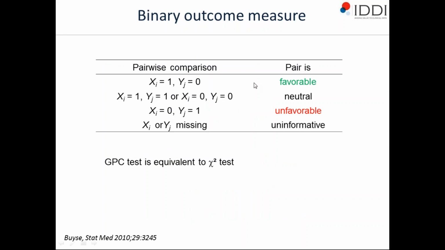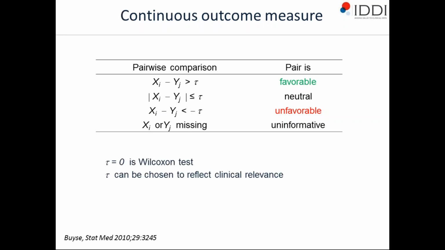If we have a binary outcome, for example, what we look at is simply the chi-squared test. We look at every pairwise comparison. The pair is favorable if the treated patient has a success versus a failure in the control. It's the opposite if the treated patient has a failure, but the patient in the control group had a success. And of course, if we have 2 successes or 2 failures in a pair, that pair is neutral. So in that case, the GPC test, the generalized pairwise comparison test, is not generalized at all, because it's a single outcome and it's exactly equivalent to a chi-squared test.